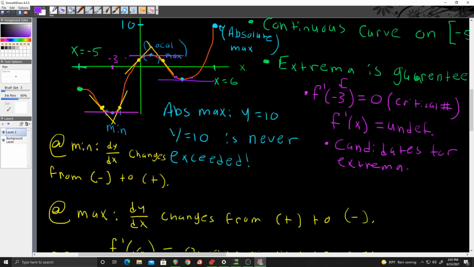13 minutes. Let's go through an example. Okay. Let me do one that's not so crazy. Let's do a good old polynomial example. Okay. So here we go. Example 1. Our function is going to be this bad boy right here.